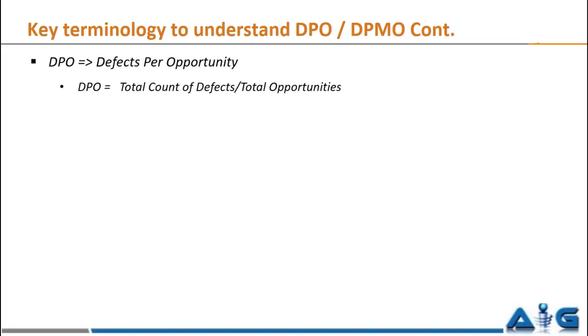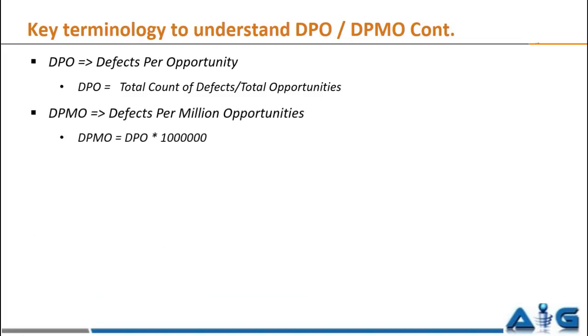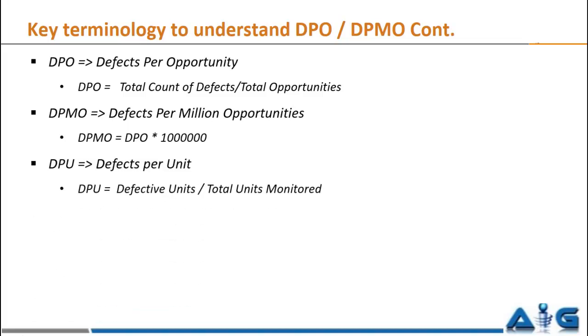Next is the term DPO, or defect per opportunity. DPO can be calculated using the formula total count of defects upon total opportunities. The next is DPMO, or defect per million opportunities. DPMO is very simple. It is DPO into 1 million. DPU, or defects per unit, could be defective units upon total units monitored.